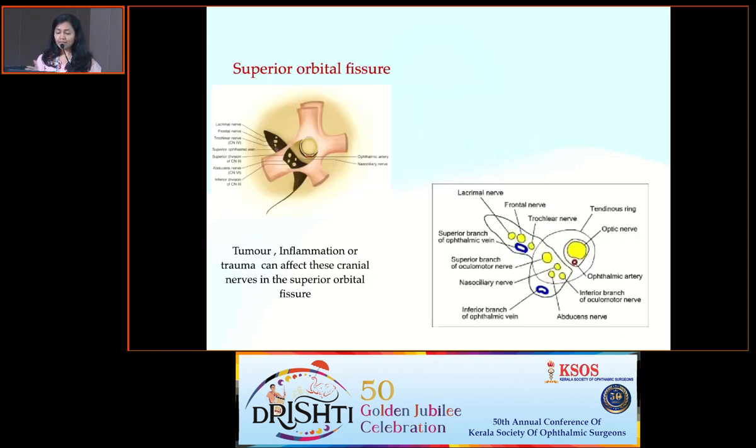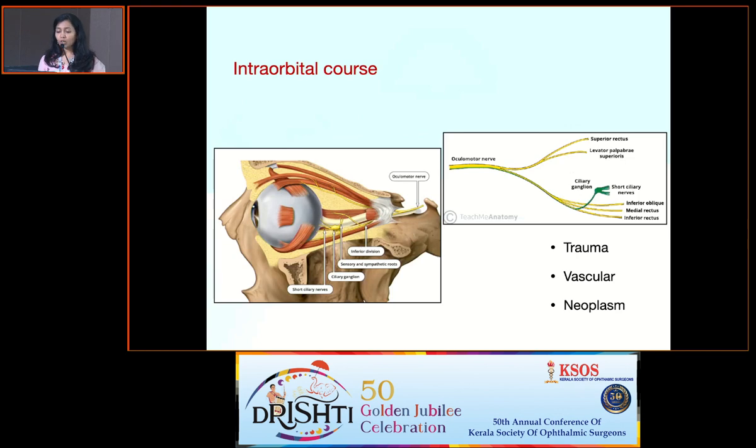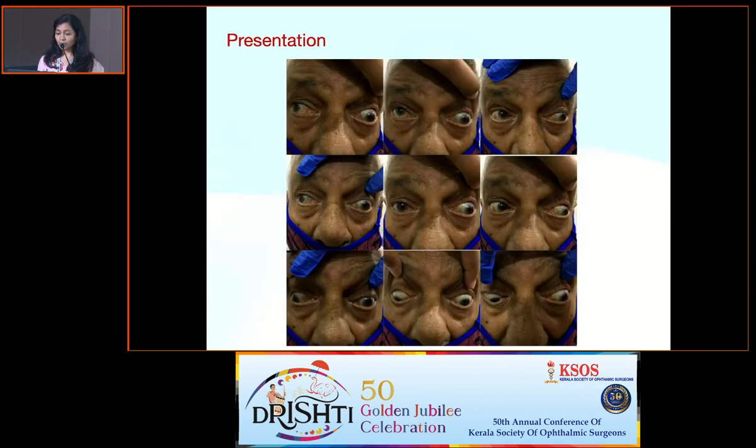So after exiting the cavernous sinus, it goes through the orbital apex into the orbit. It goes through the superior orbital fissure, which is actually a cleft which is formed between the greater and the lesser wings of the sphenoid. And the nerves are clustered here. Within the annulus of Zinn, we have the superior and the inferior divisions of the oculomotor and abducens nerve. Here we have LFT: lacrimal, frontal, and trochlear. And once inside the orbit, it supplies the corresponding muscles.